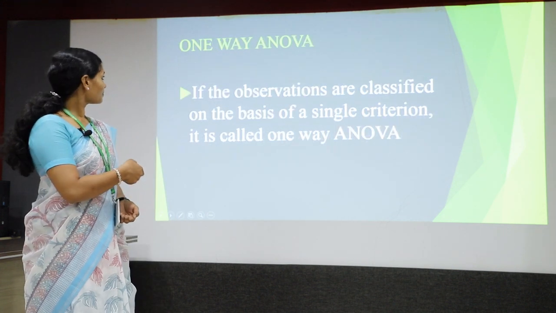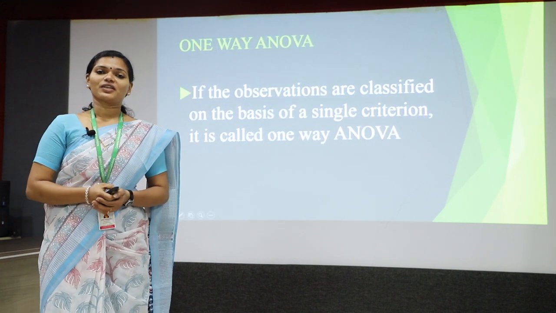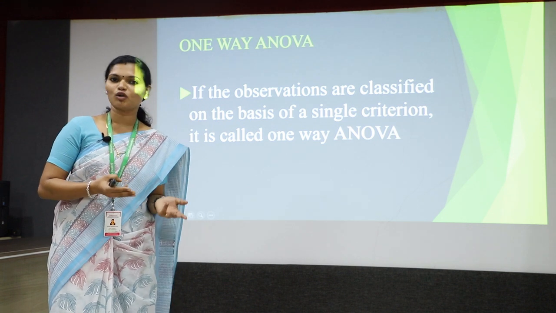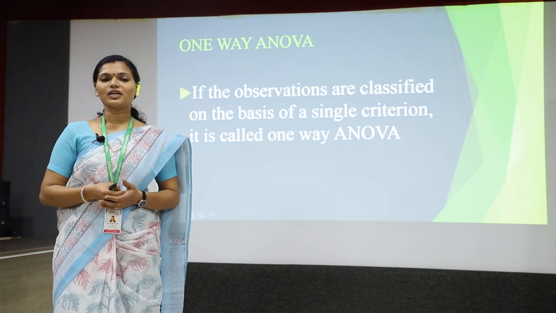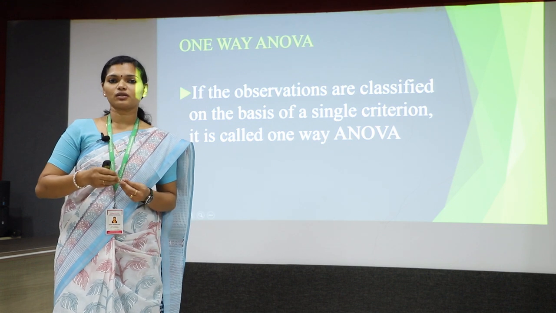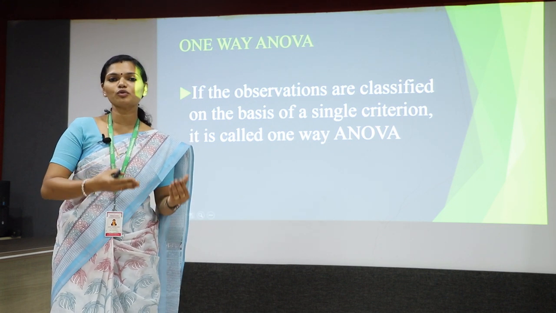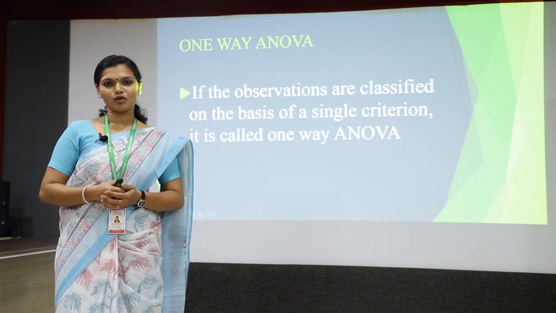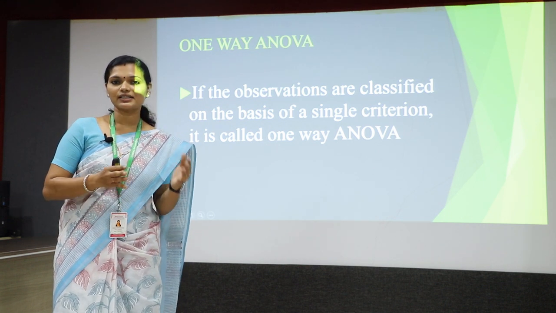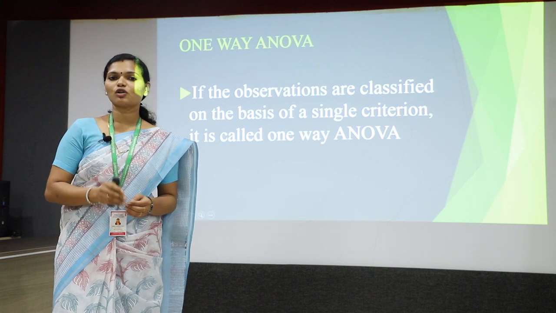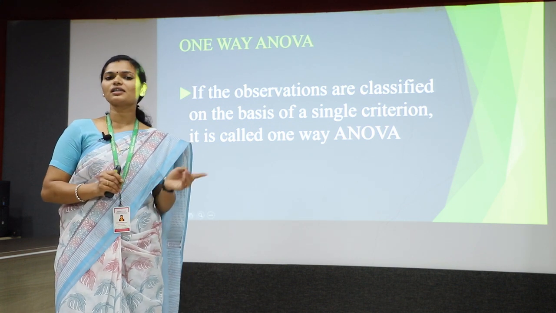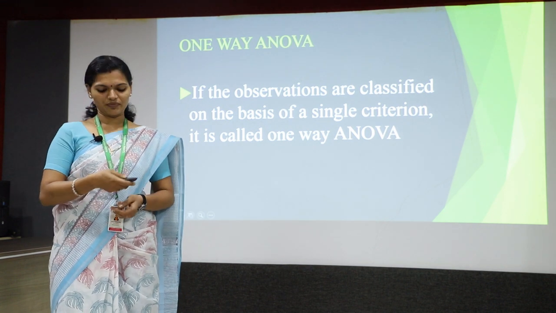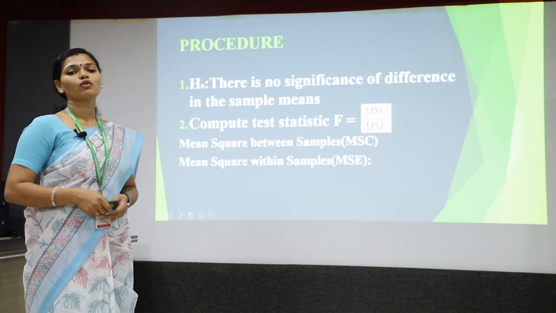Next, one-way Anova. Anova is basically of different types: one-way Anova, two-way Anova and multi-way Anova. If the observations are classified into groups on the basis of a single criterion, then it is called a one-way Anova. So obviously if you have two criteria, it is two-way Anova. Now let's see the procedure for one-way Anova.